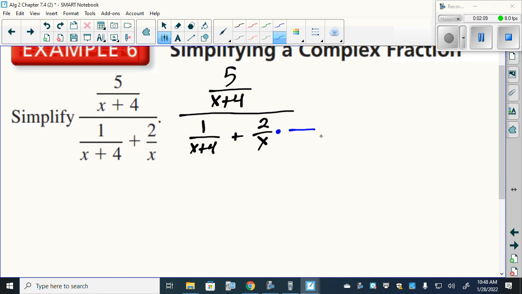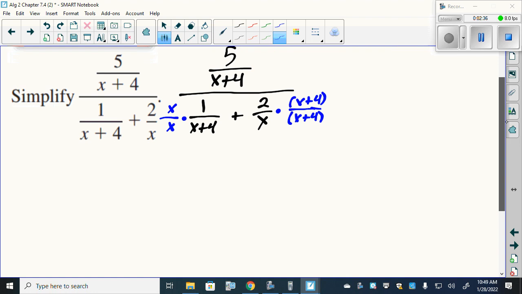So in each one of the denominators, I need to get them to be the same. Well, the x plus 4 needs to have an x, so we'd have to multiply by x over x. And the 2 over x needs an x plus 4, so I'm going to multiply it top and bottom by x plus 4 over x plus 4.